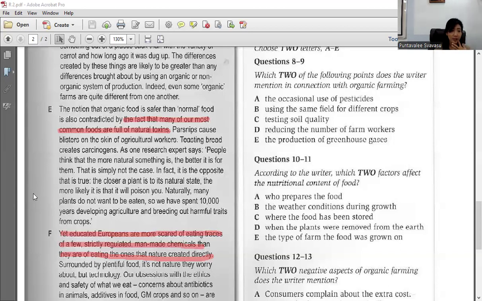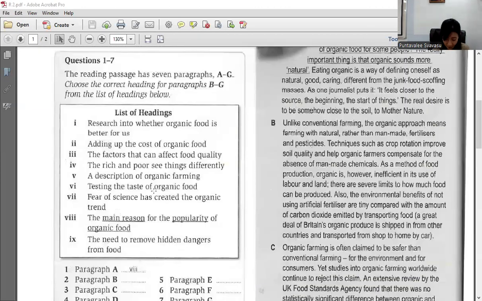So the answer for E and F: for paragraph E, it would be number 9, the need to remove hidden dangers from food. Because if you remember paragraph E, we talk about natural toxins and what they could cause us. That's why it's hidden dangers, hidden natural toxins, because it's something that we don't really think of. We don't really think that they would have toxins.